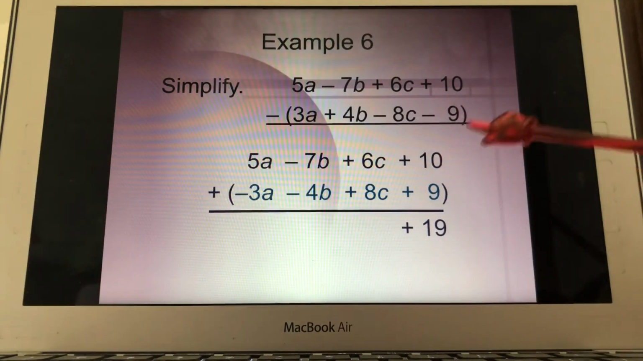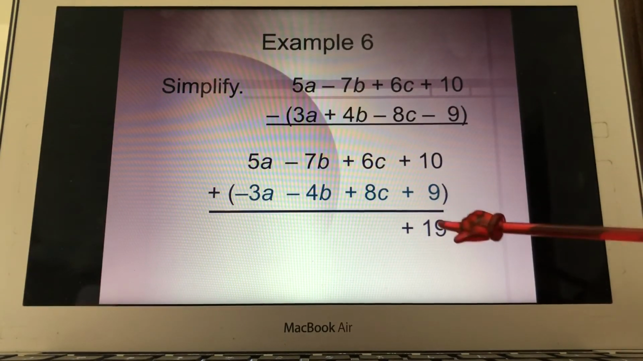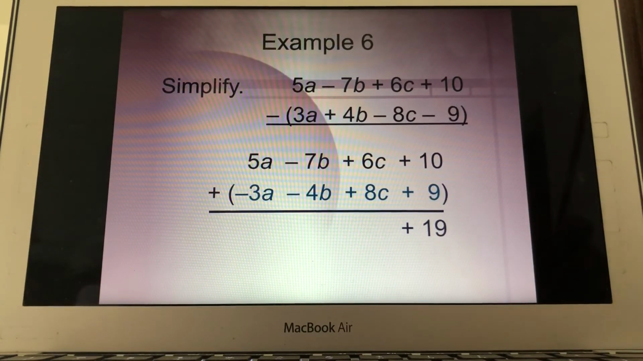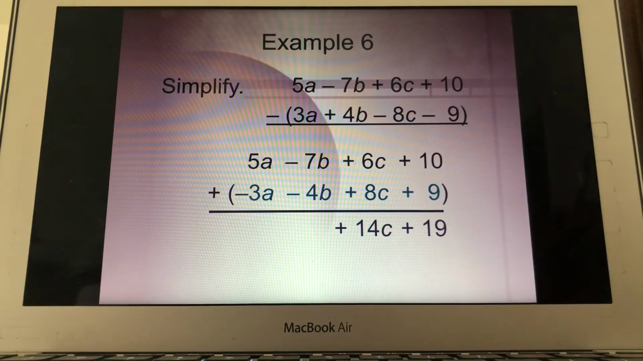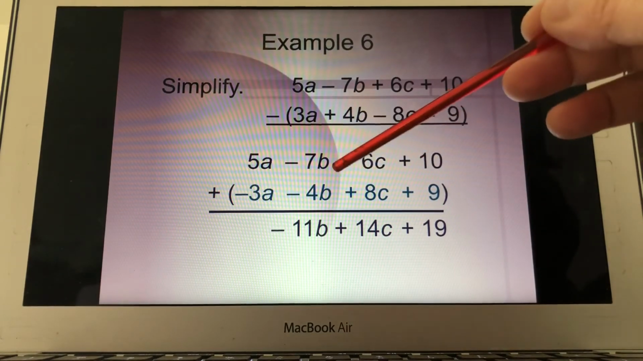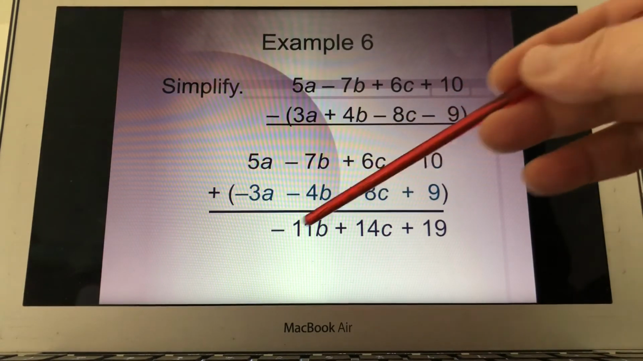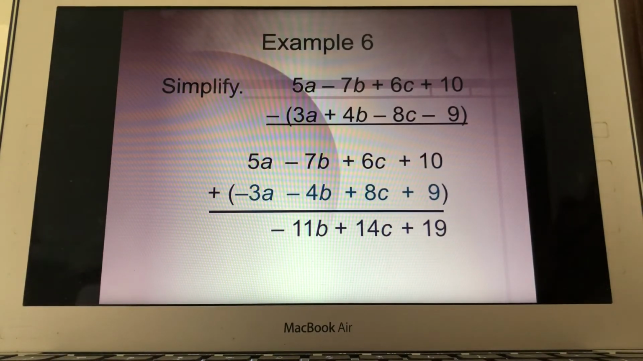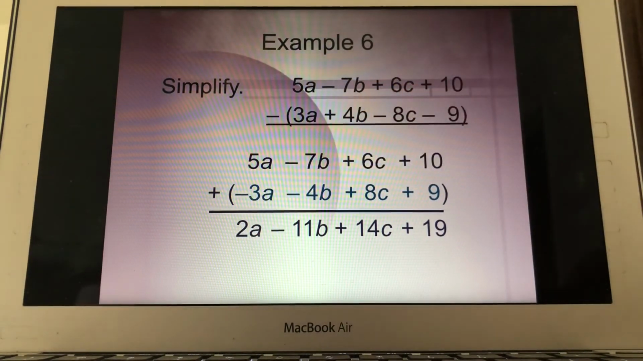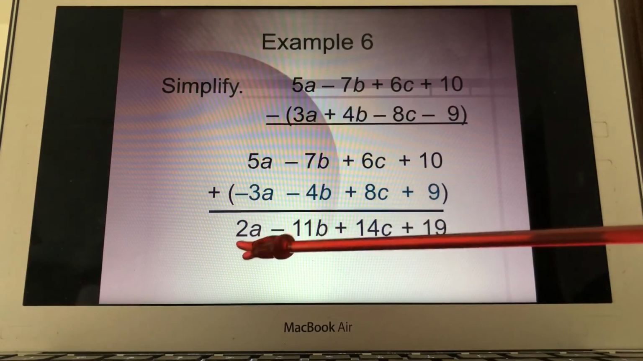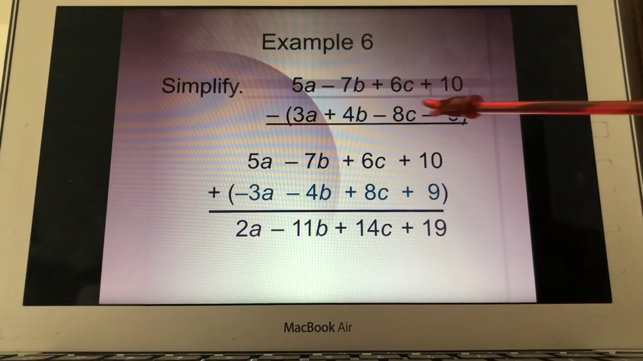Remember, from the right to the left, okay? So 10 plus 9 equals 19. 6c plus 8c is 14c. Negative 7b minus 4b is negative 11b. And then 5a minus 3a is 2a. So here is our final answer for this example.